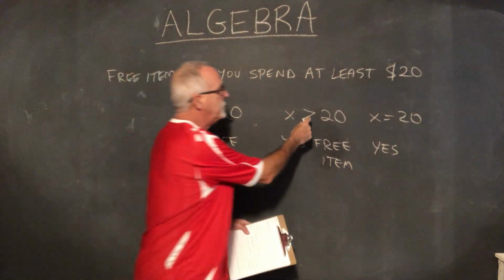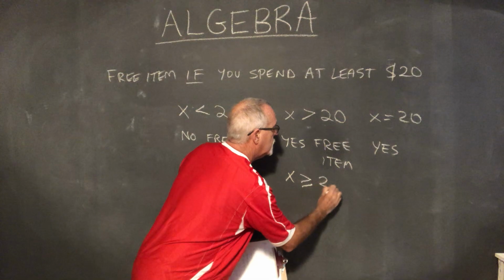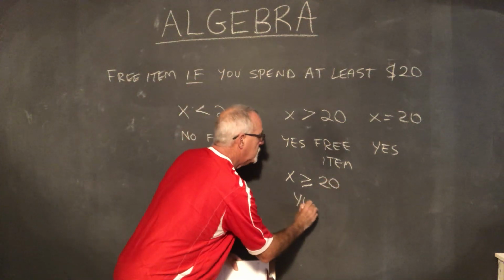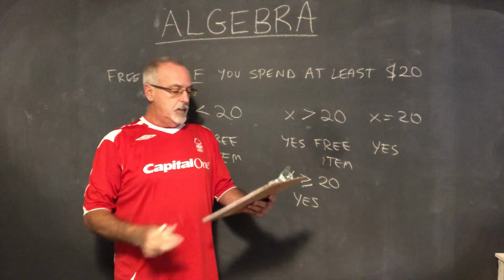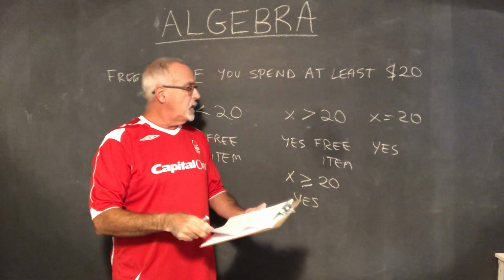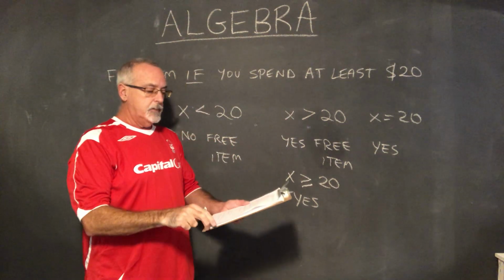And of course we can combine these two symbols and just say, if X is greater than or equal to 20, then it's yes, you get a free item. This is a logical situation that anyone can understand. So here I am applying the idea of an inequality in a real life situation.